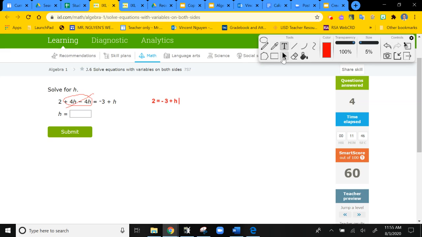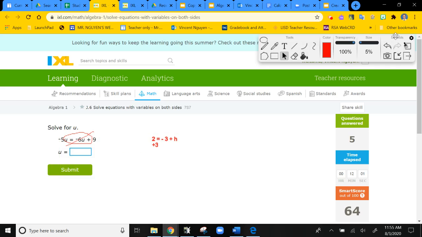So now that I've broken it down this far, all I have to do is remove the negative 3, which means I'm going to be adding the 3 to the other side, right? So I'm going to add 3 to that side. So h turned out to be 5. 2 plus 3 is 5. Okay. So it looks difficult at first, but it's not.